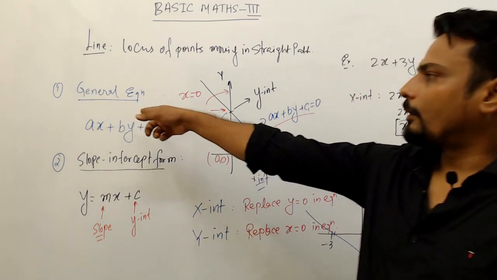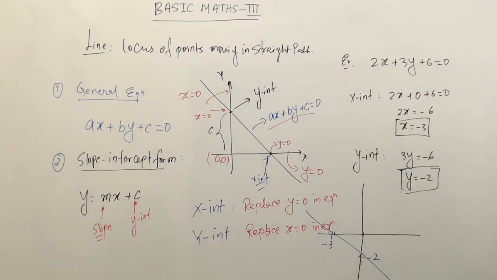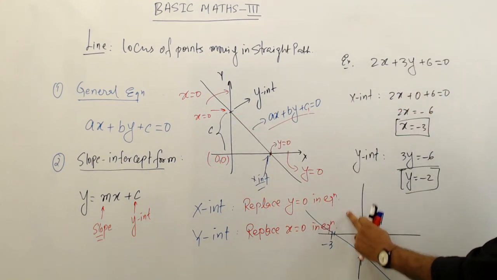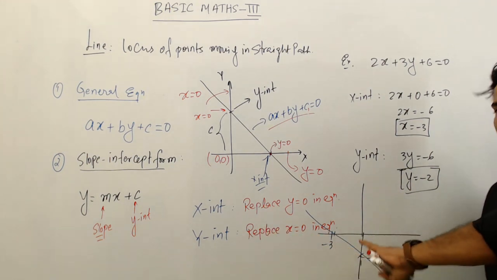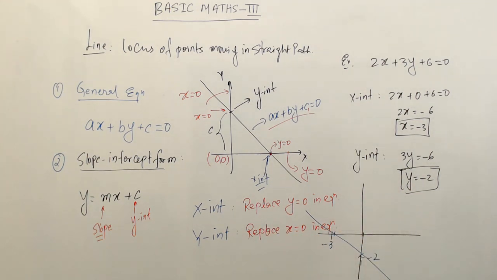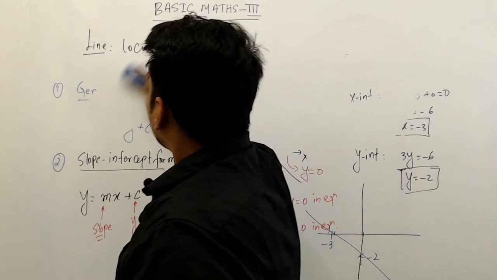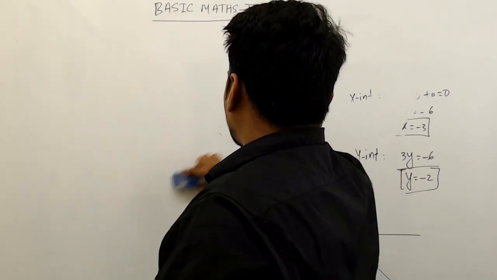So we have seen the general equation and the slope intercept form, and now, since I have learned how to find the intercepts using the replacement method, where we have to replace x equals to 0 and y equals to 0 respectively to find the y and x intercepts, I'm going to discuss with you the intercept form of the line. With that form, you can actually get the x-intercept and y-intercept in a single take.